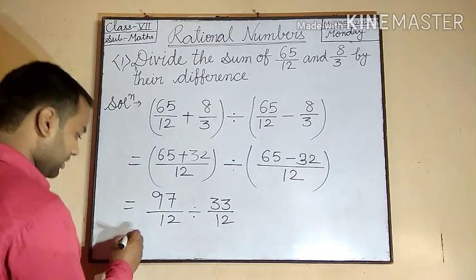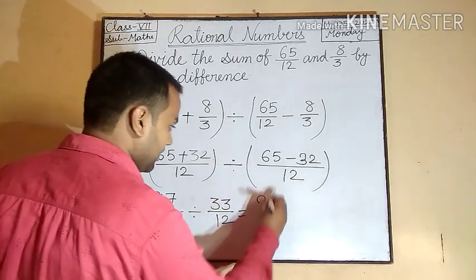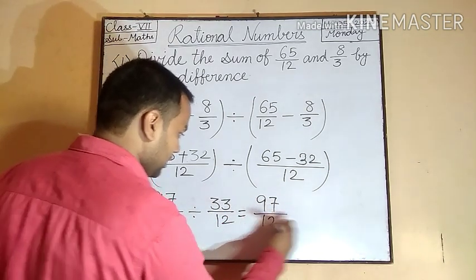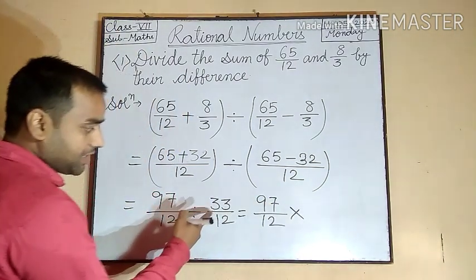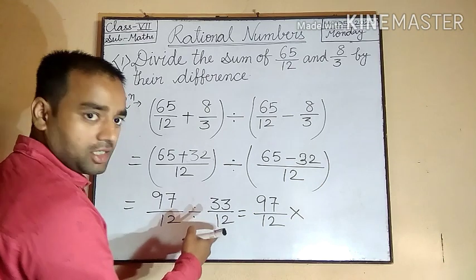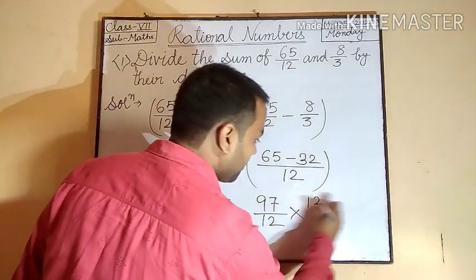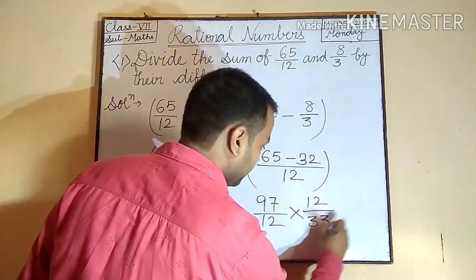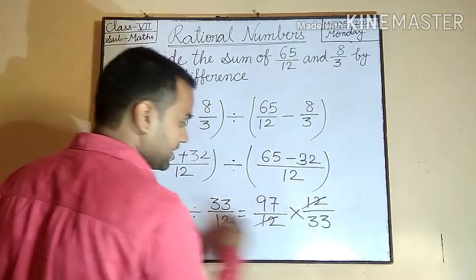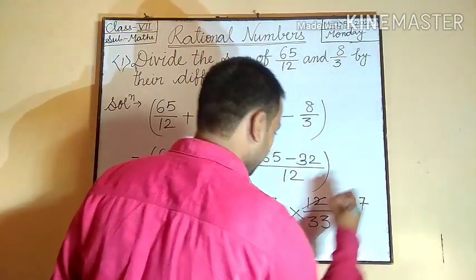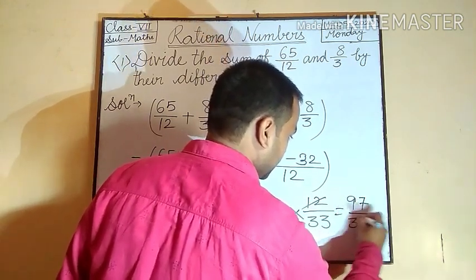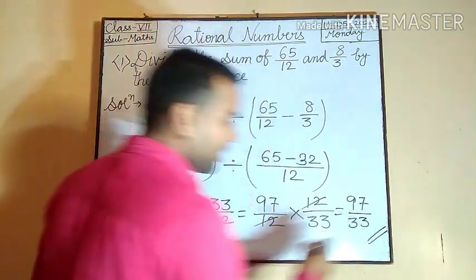Next, 97 upon 12, the divide symbol changes into multiplication. So we write the reciprocal of 33 by 12, which means 12 upon 33. 12 cancels out. Lastly we get 97 upon 33. This is your required answer.